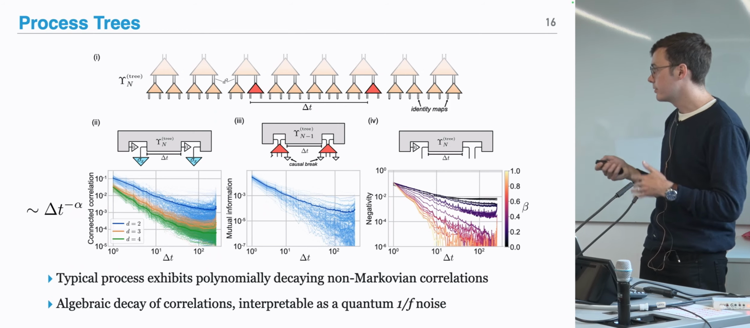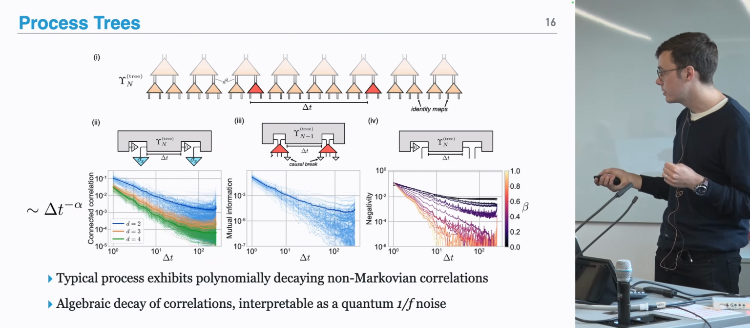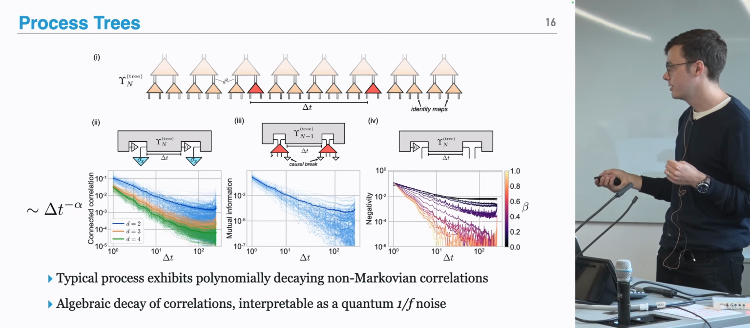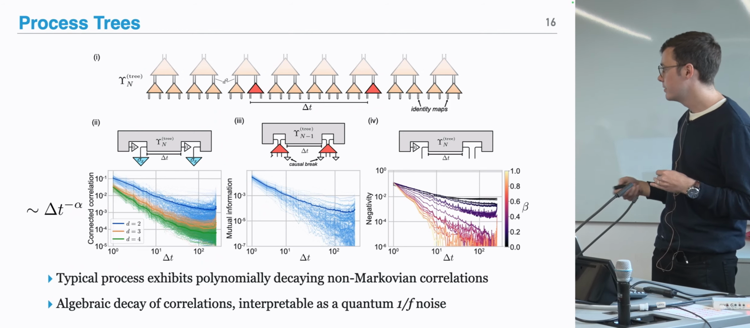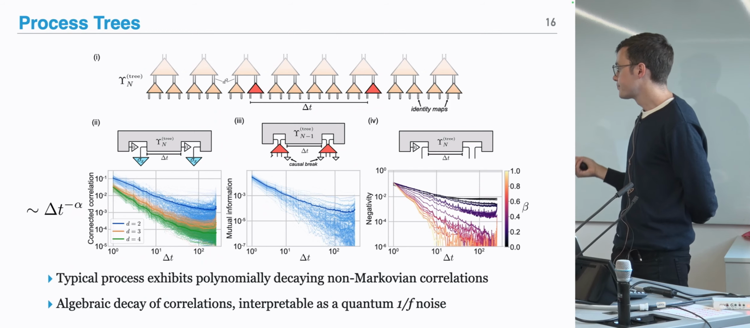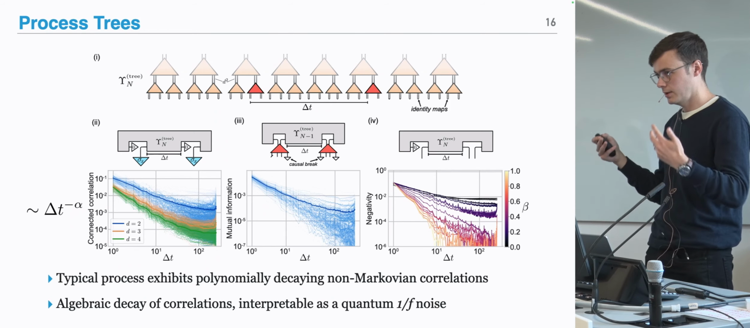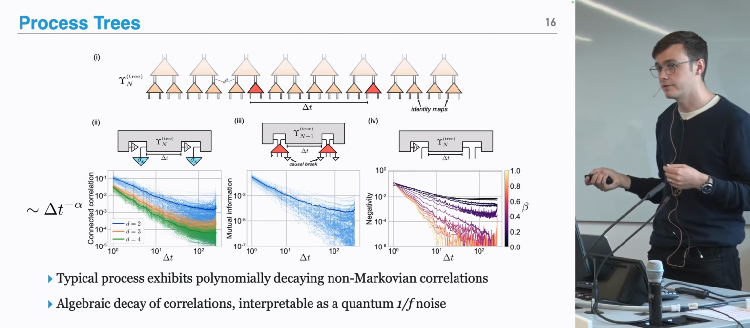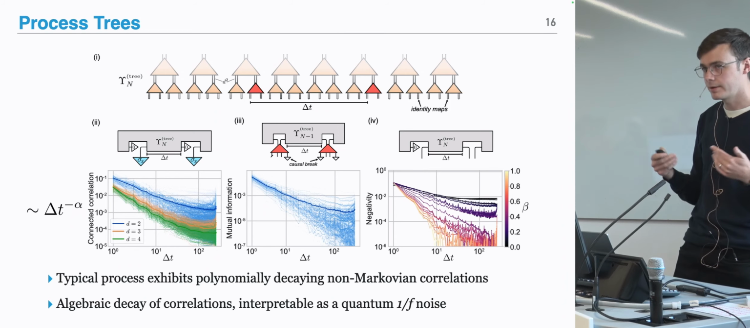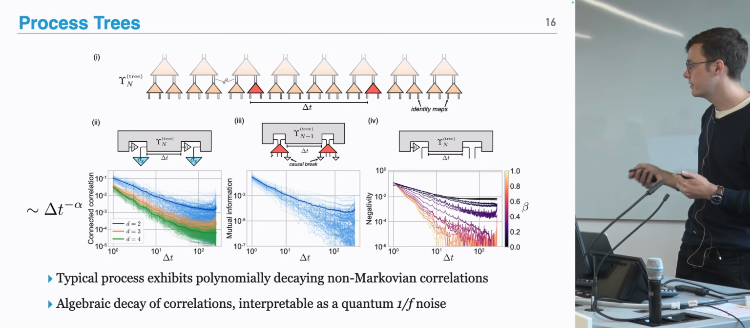And what we see is that by design, this tree exhibits polynomially decaying correlations. So we get this key linear decay on a log-log plot, which indicates that it is a polynomially decaying set of correlations. And this really vindicates the notion of this tensor network as a multi-time process, and in particular, this multi-time process has non-Markovian correlations which decay slowly with time rather than very quickly with time. So it allows us to look at systems like this.